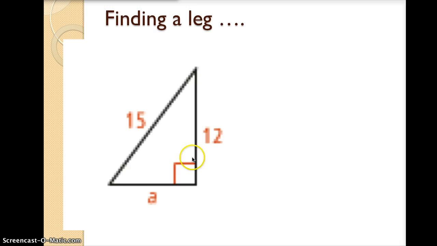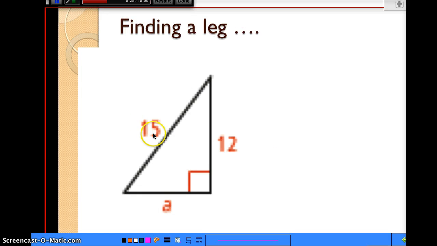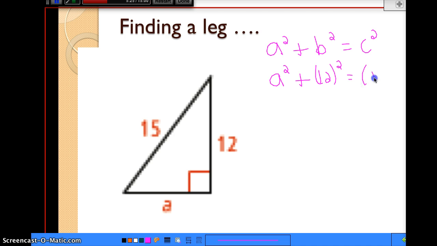Finding the leg, here they gave us the picture. They told us that the hypotenuse is 15, one of the legs is 12, and they want us to find the other leg. Because it's a right triangle, and I know that because of this box right here, or they will tell you that, I am allowed to use the Pythagorean theorem. Otherwise, I would not be allowed to use it. The leg is 12, so make sure you put that in the right spot, and the 15 is the C. 12 squared is equal to 144, and 15 squared is equal to 225.